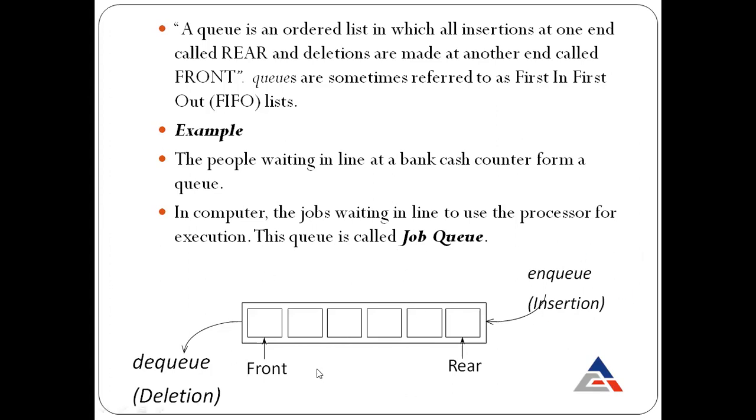Whenever we delete an element from the queue, we call it a DQ. And whenever we insert an element in the queue, we call it an NQ. You can see the image. The deletion of an element in the queue is done from the front side, and the insertion of an element in the queue is done from the last end, or you can say the rear end. So you can call a queue first in, first out also, in which the element at first will be removed first and the element at last will be removed at the last.